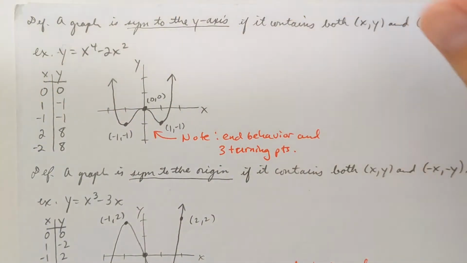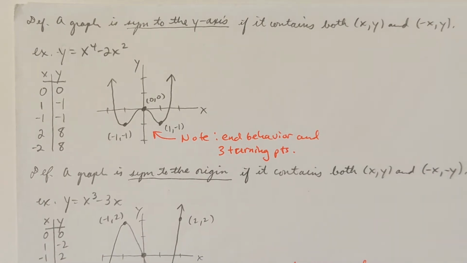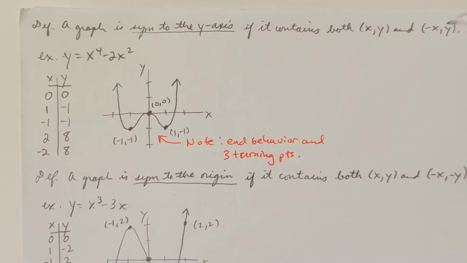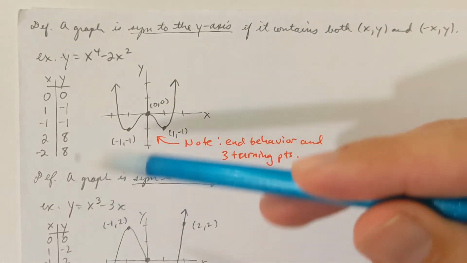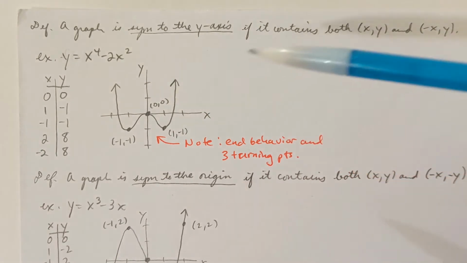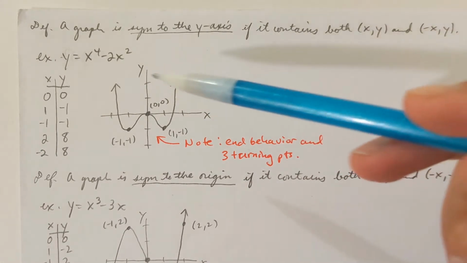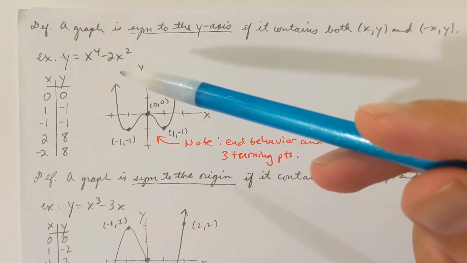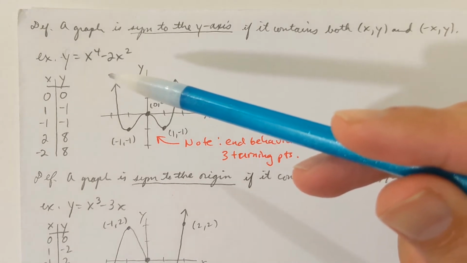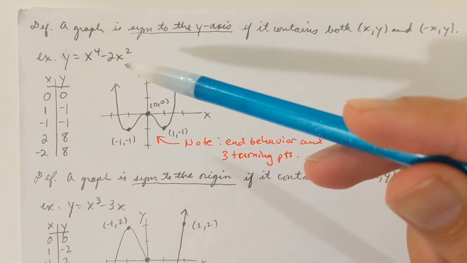Okay, so in the next example, a graph is symmetric to the y-axis if it contains both (x, y) and (negative x, y). I can use the table like normal here for these next two problems because the equation has been solved for y and not x. y is equal to x to the fourth minus 2x squared.